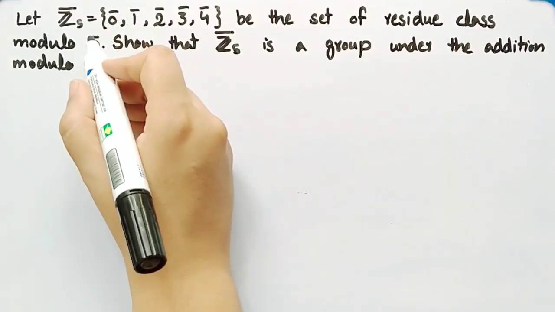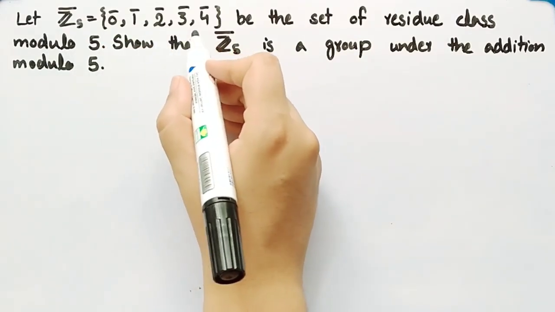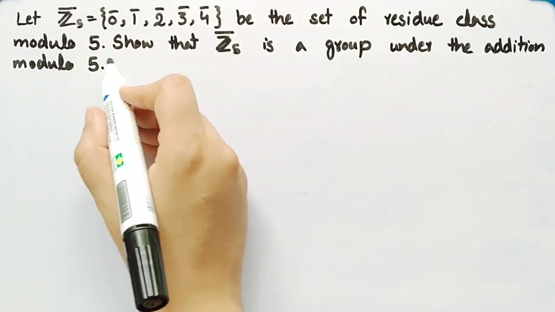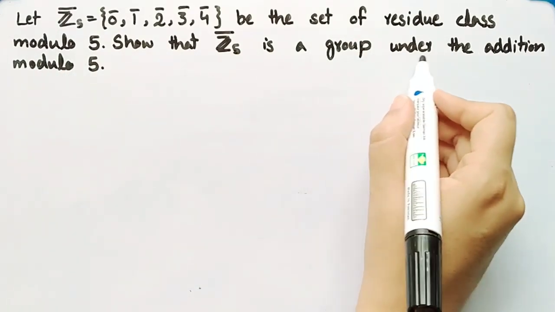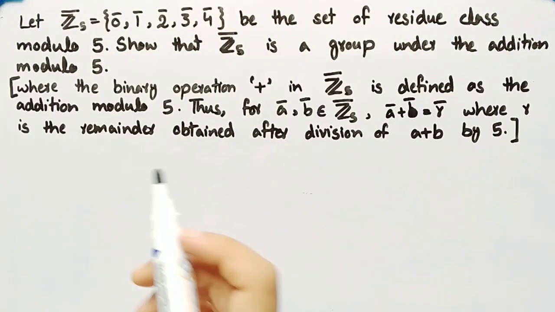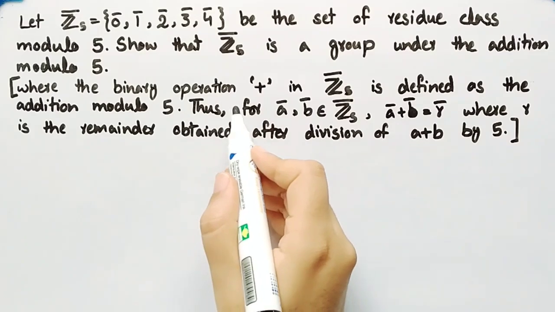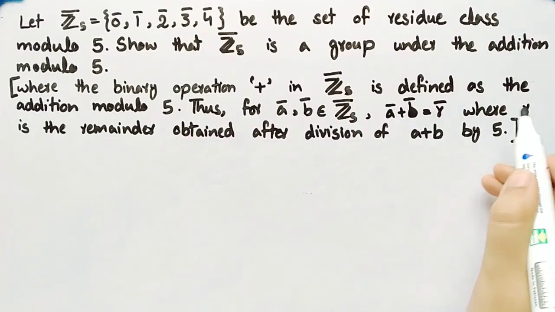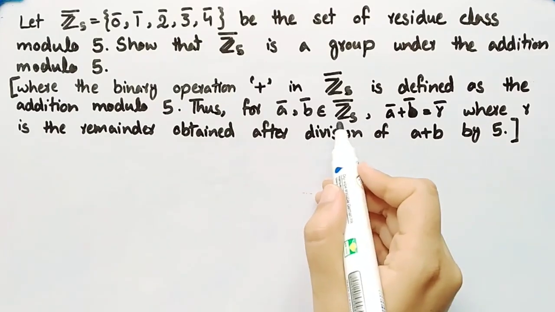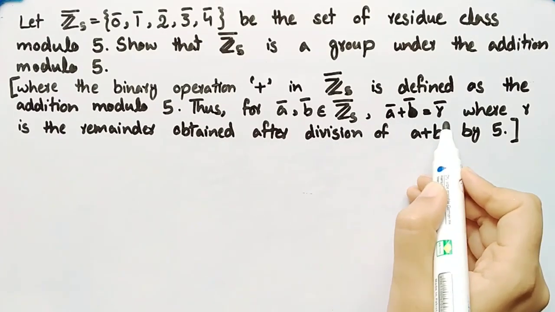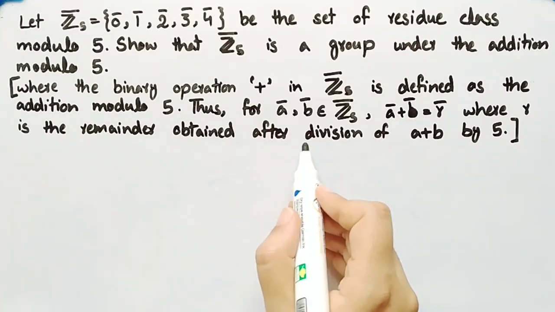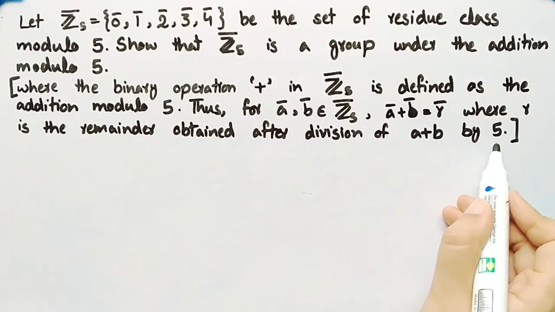Let Z5 equal to {0, 1, 2, 3, 4} be the set of residue classes modulo 5. Show that Z5 is a group under the addition modulo 5, where the binary operation plus in Z5 is defined as the addition modulo 5. Thus, for a, b belonging to Z5, a plus b is equal to r, where r is the remainder obtained after division of a plus b by 5.